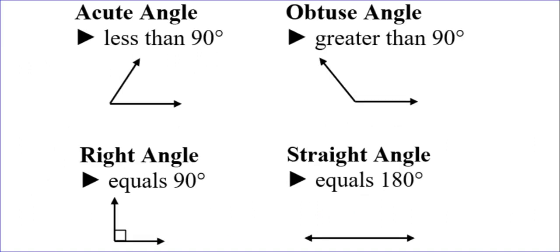Some review on some types of angles. Acute angles, less than 90 degrees. Obtuse angles, greater than 90 degrees. Right angles will exactly equal 90 degrees. You will always see a little square showing the symbol for a right angle. And straight angles, which actually look like a straight line, they actually measure 180 degrees.